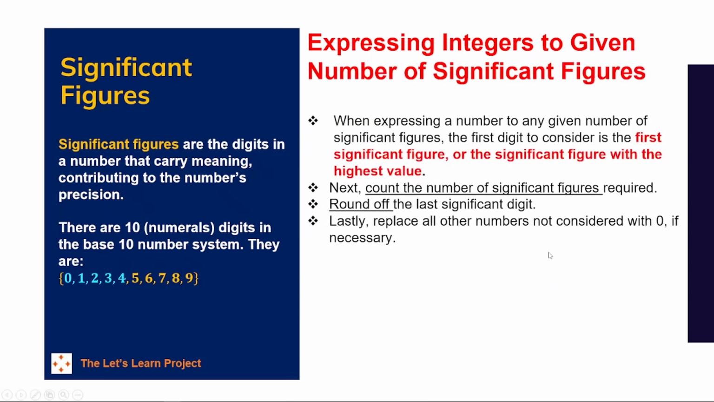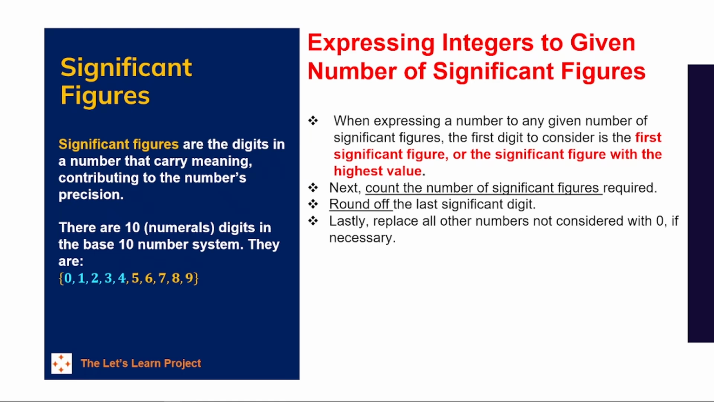Okay, so in expressing numbers to given significant figures, the first digit to consider is the first significant figure, which we just talked about. That is the number with the highest value. After that, you count the number of significant figures that is required by the question. So if the question required you to express a given number to two significant figures, you first take the first significant figure, which is the number with the highest value, then you go to the second significant figure.